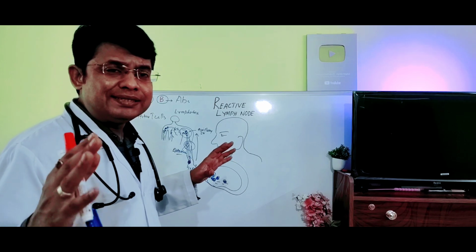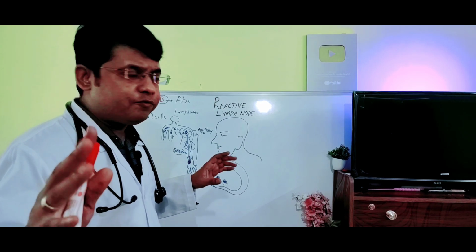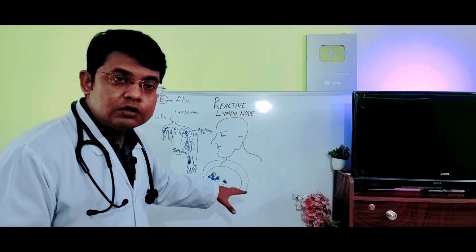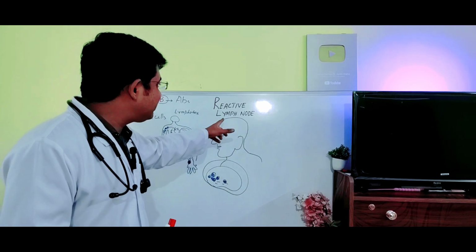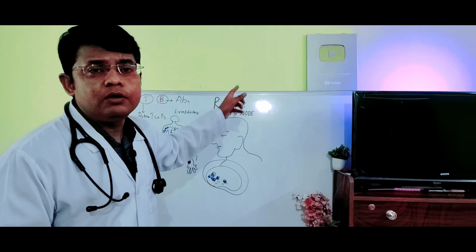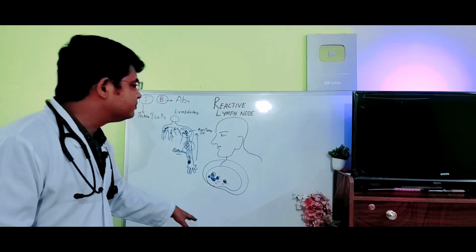Lymphadenopathy means there is abnormal consistency or size of lymph node. So here the size of the lymph node is enlarged, so it is one kind of lymphadenopathy. And why is it reactive? Because it is building some reaction within our body to protect us. So this is known as reactive lymphadenopathy.